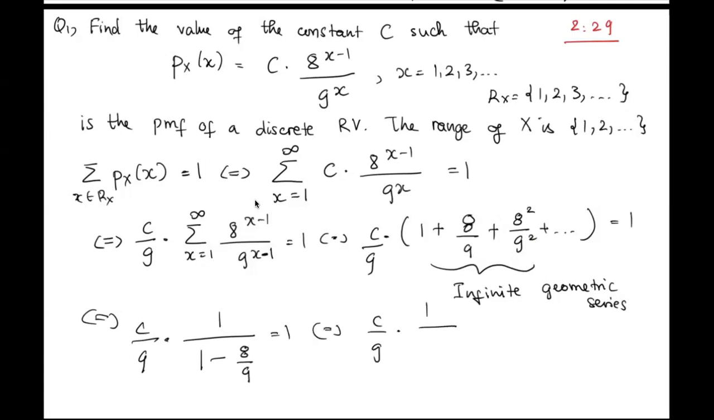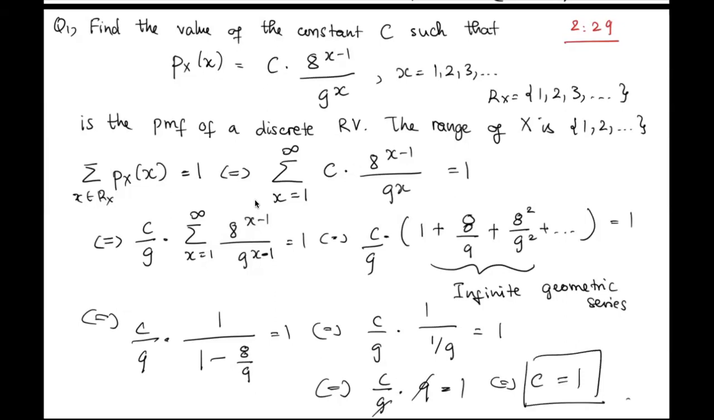So I have 1 minus 8/9, which is 1/9. And then 1 over 1/9 is just 9. And you see that the two 9s cancel out, and it gives us c equal to 1. So this is our final answer. Any questions about this?